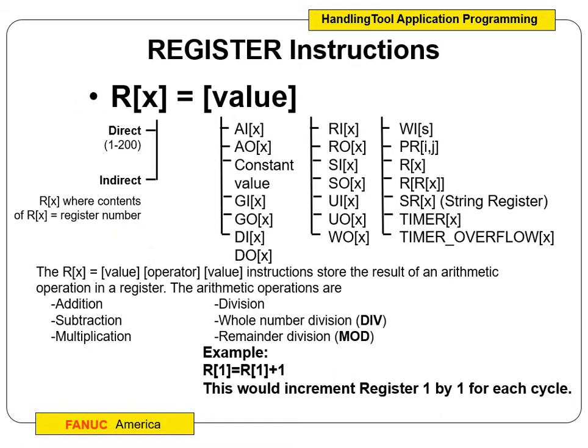Okay, so let's take a look here. Registers, right? We said we could change it, but initially we're going to have 1 to 200 for direct, and then you can also use indirect, as we just talked about.